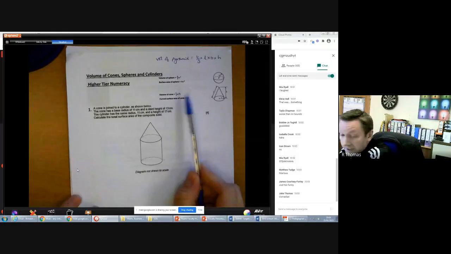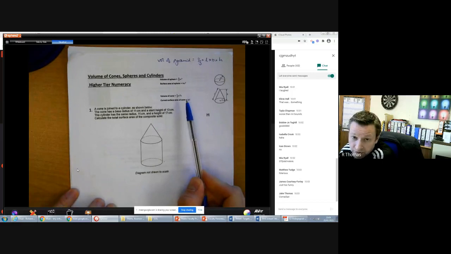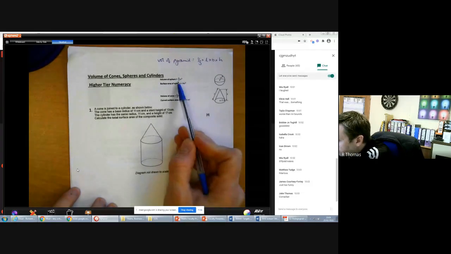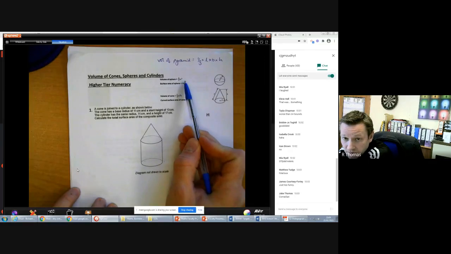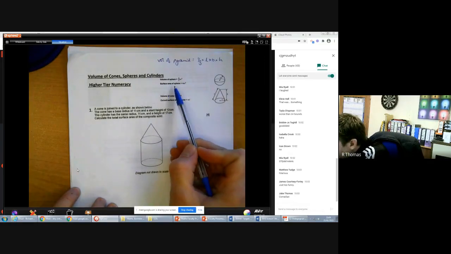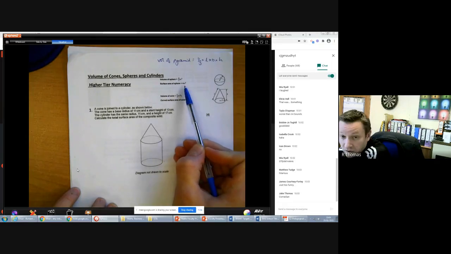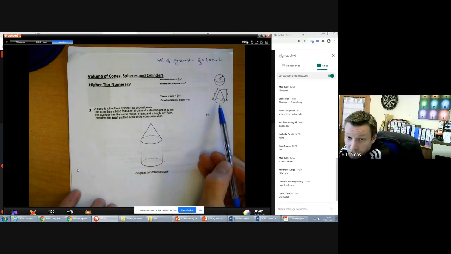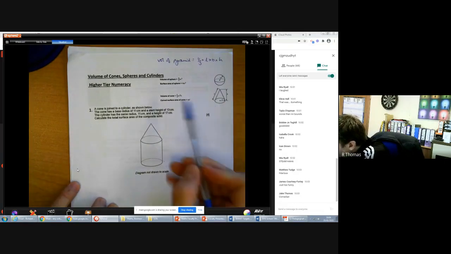So at the top of the sheet here, I've managed to put in what they give you on the front of the exam paper, right? They tell you that the volume of a sphere is 4/3 times pi r cubed, where r is the radius. They tell you that the surface area of a sphere is 4 pi r squared. You don't need to learn them, it's given to you.